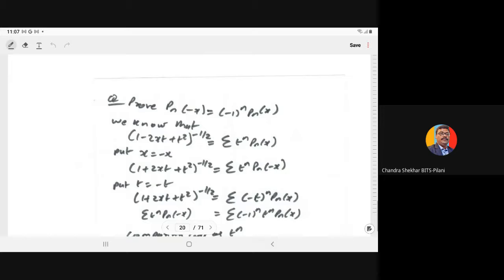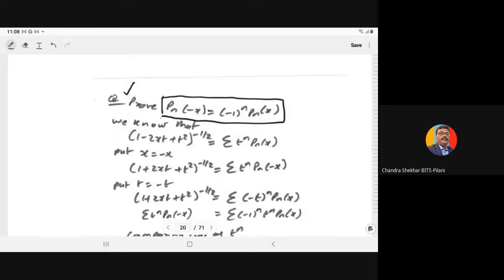Now in this case, I think we have proved this earlier also. Let us see. Prove that Pn of minus 1 is equal to minus 1 to power n into Pn x. This is a very important formula, right? Pn of minus x is equal to minus 1 to power n into Pn x.